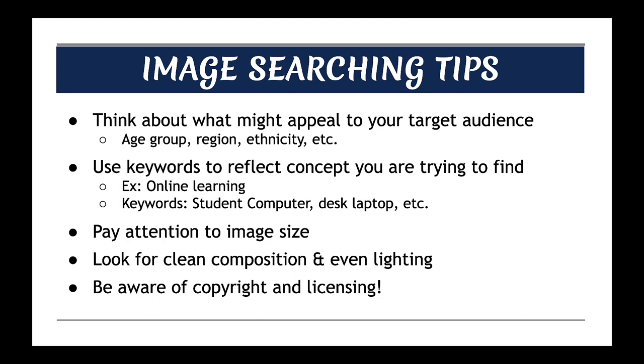You may not find what you want on the first go around. For example, if I want pictures for online learning, I'm going to type in online learning and see what I get. Chances are I'm not going to get much that's good. So I'm like, shoot, how else can I represent online learning visually? Student at a computer, desk, laptop. So think about different keywords, different phrases that might get me to what I'm really trying to find. As I said before, pay attention to image size, make sure it's high quality, look for clean composition and even lighting, and beware of copyright and licensing, which we're going to take a look at.